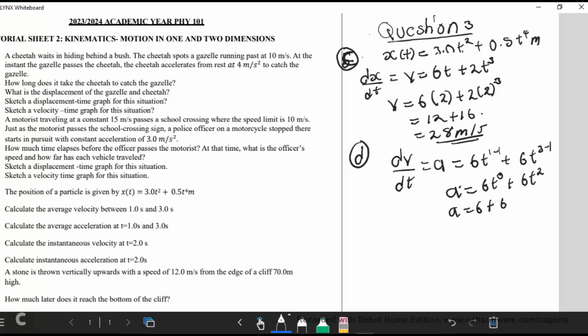Then this other one is just the way it is. Your next will be 6 plus 6 times what is here, that is 2. Then I have to replace t with 2 here, such that we have 6, then 4 times 6, which gives us 24. Then meaning your instantaneous acceleration is supposed to be 30 meters per second squared. That's all. So this is how you will calculate this.